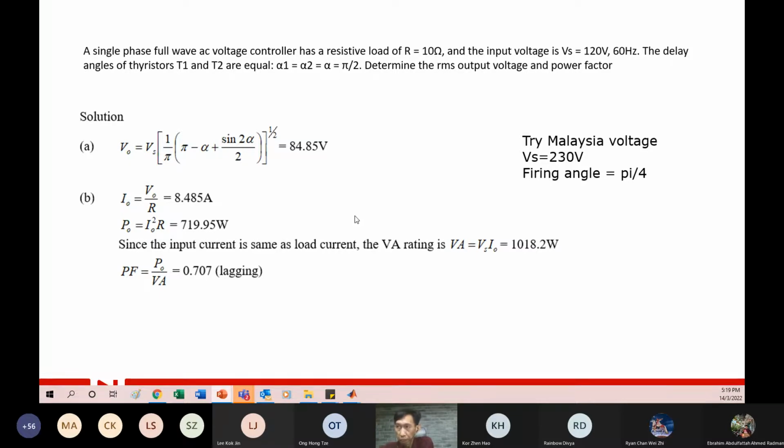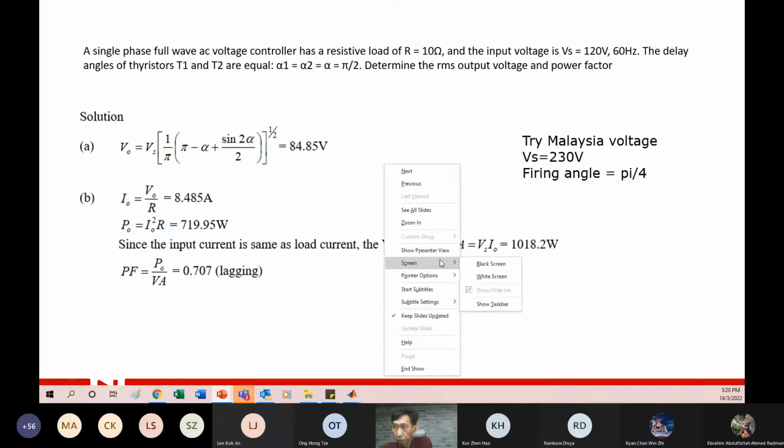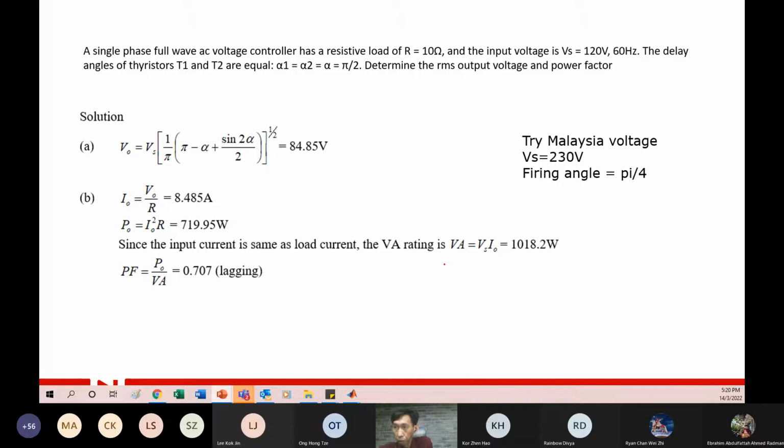So how to calculate the power factor? First of all, we need to calculate the current. The output current will be the output voltage divided by the resistive load. So you get the output current is 8.4 amp. And then the output power is I squared R. Then you get this, your output power.